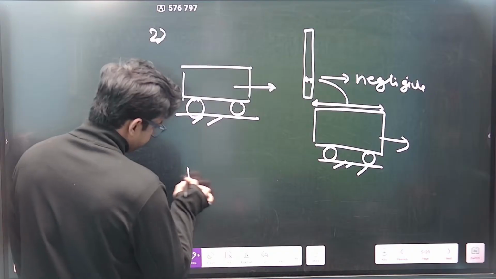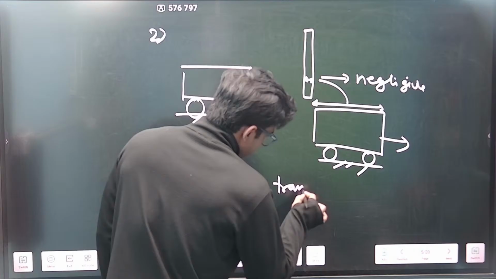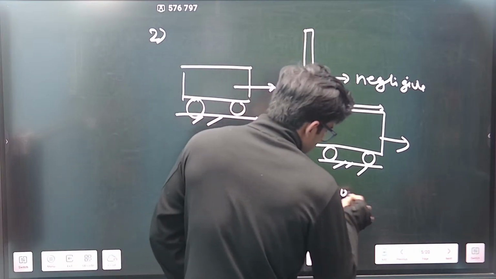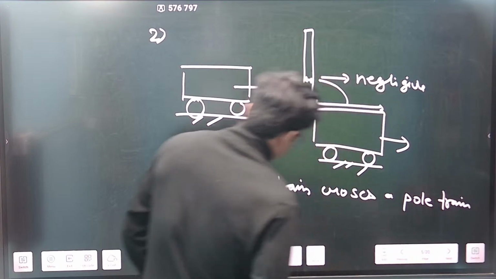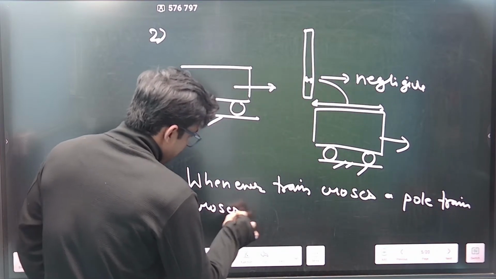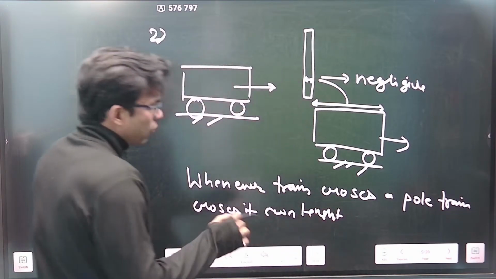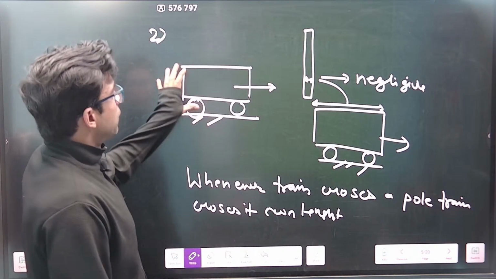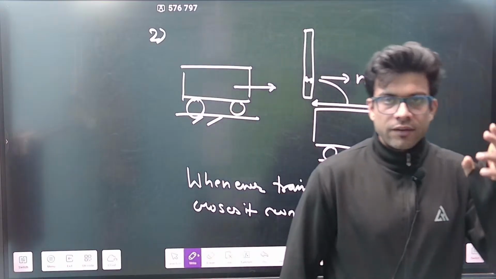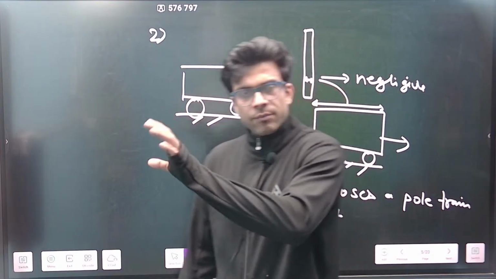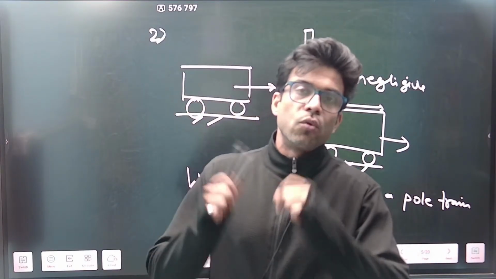You can write down, whenever train crosses a pole, train crosses its own length. I hope you understood this. These are the small things which you need to understand, which is a platform and the length of the pole. So you need to keep in mind, whenever train crosses a platform, there's a length of the train plus length of the platform. Whenever train crosses a pole, the train crosses its own length, correct?